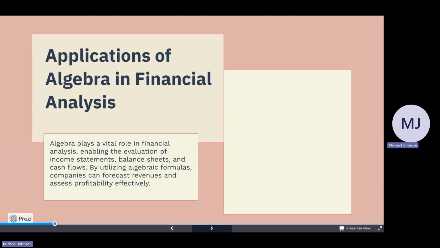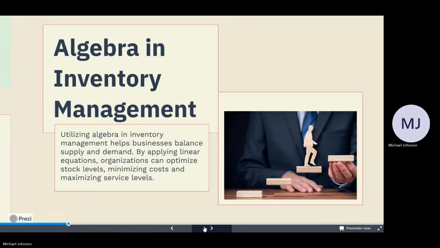Applications of algebra in financial analysis. Algebra plays a vital role in financial analysis, enabling the evaluation of income statements, balance sheets, and cash flows. By utilizing algebraic formulas, companies can forecast revenues and assess profitability effectively.